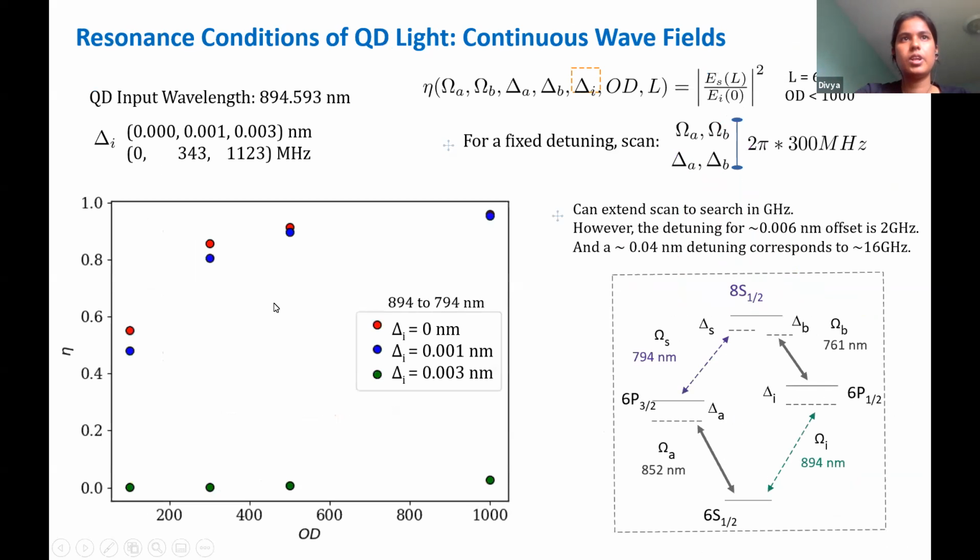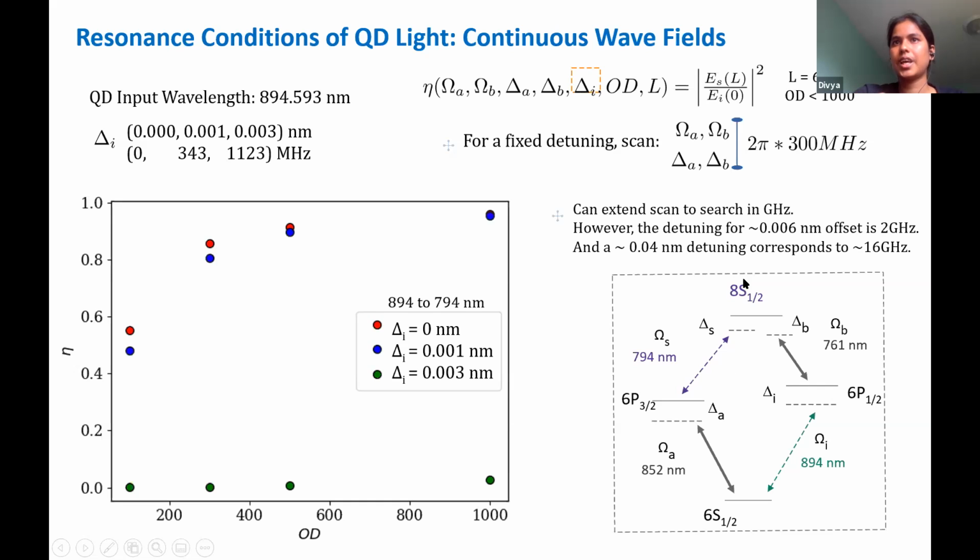So we again search, let's say, for a quantum dot wavelength exactly at 894.593 nanometer. If we don't have any detuning, so delta is 0, then we get a better efficiency if we scan in the megahertz range. But if we keep on increasing the detuning parameter, let's say to 1 gigahertz, the efficiency drops down if we scan in 300 megahertz. But if we extend our scan in gigahertz, then we're able to get a better efficiency.